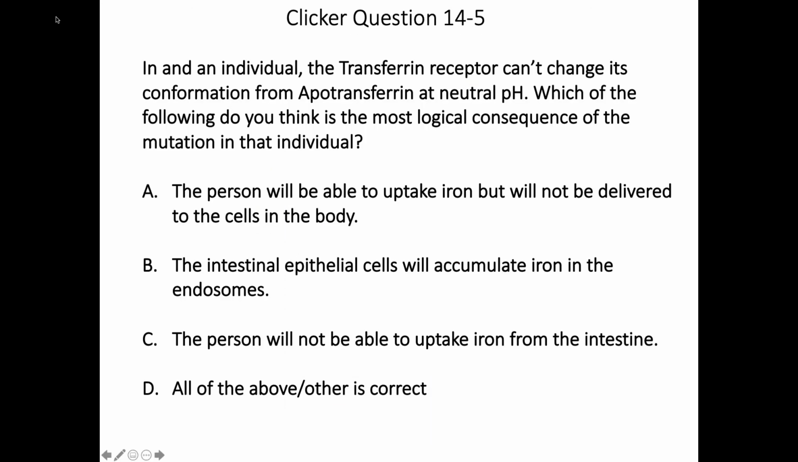All right, so here is our last clicker question. In an individual, the transferrin receptor cannot change its conformation to release apotransferrin at neutral pH. Which of the following do you think is the most logical consequence of the mutation in that individual? A: The person will be able to uptake iron but it will not be delivered to the cells of the body. B: The intestinal epithelial cells will accumulate iron in the endosomes. C: The person will not be able to uptake iron from the intestine. D: All of the above are correct.